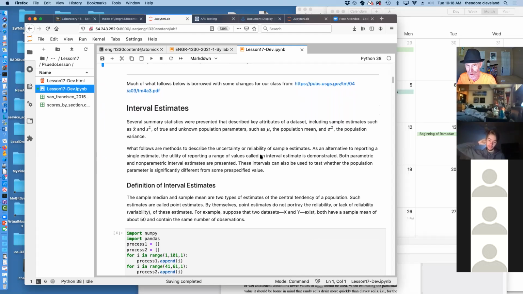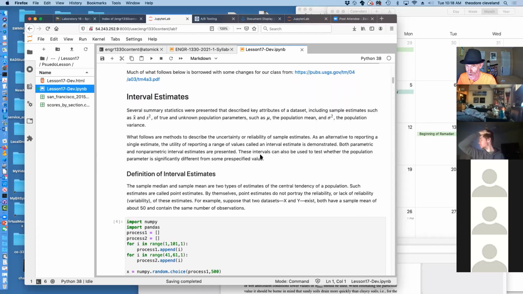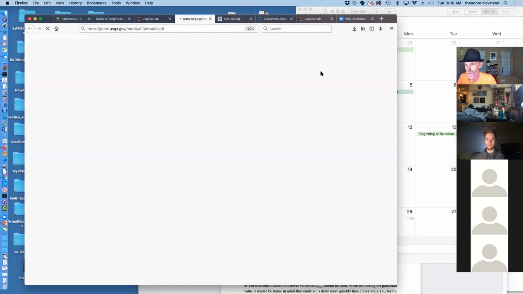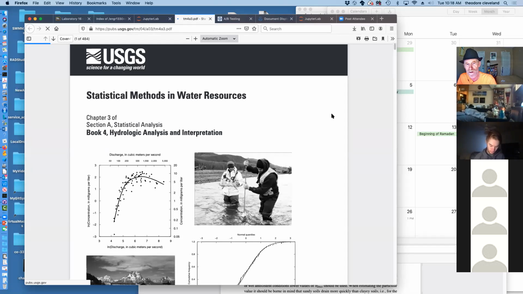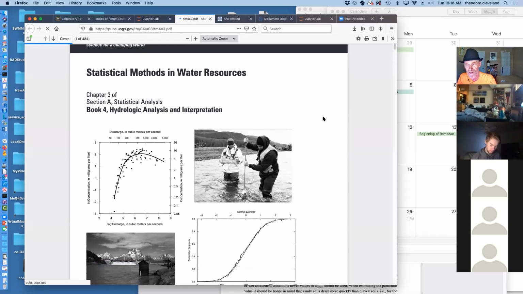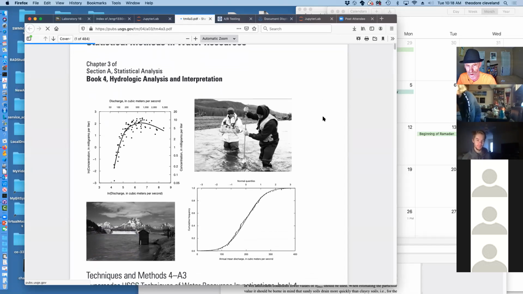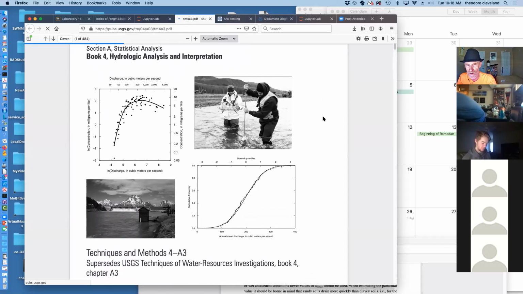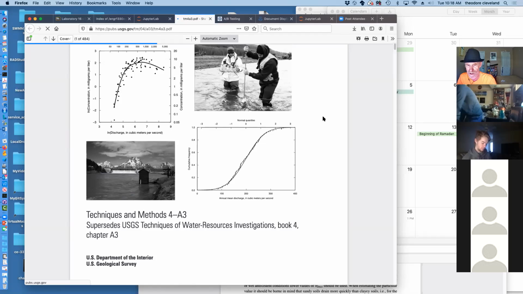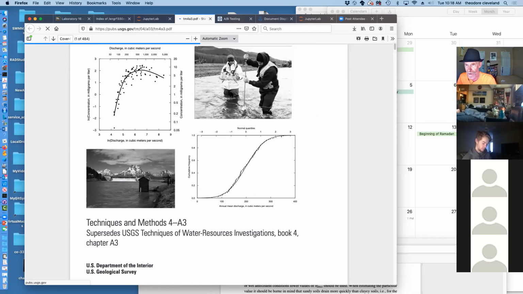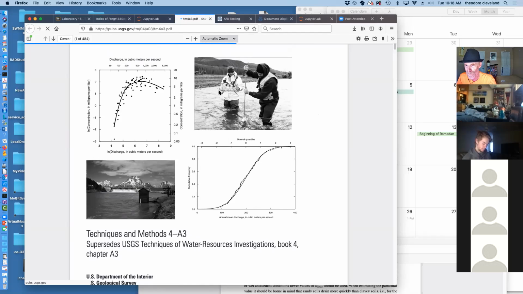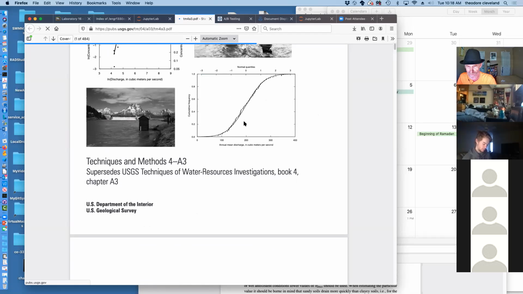Instead, what I'm going to talk about is moving on towards interval estimates. I've taken a lot of the content from a book from the United States Geological Survey, which is coming up on the screen any minute now. Wow, it's taking forever to download. It's this book, Statistical Methods in Water Resources. So if all of these numbers and functions are halfway interesting to you and you're really lucky, you can get a job wading in freezing cold water making flow measurements.